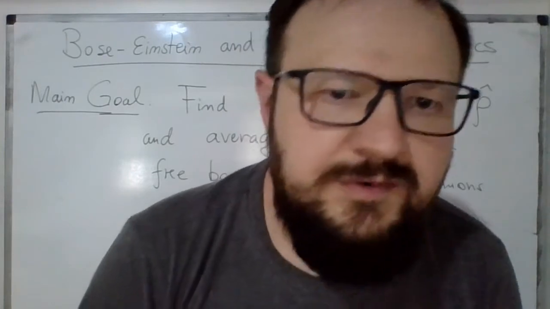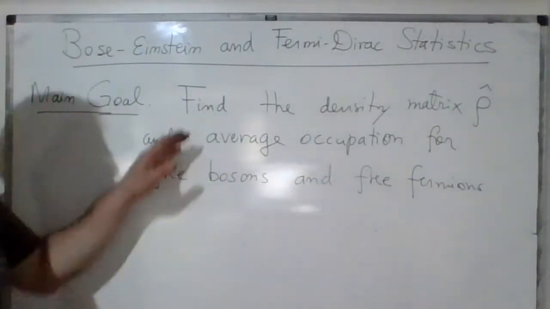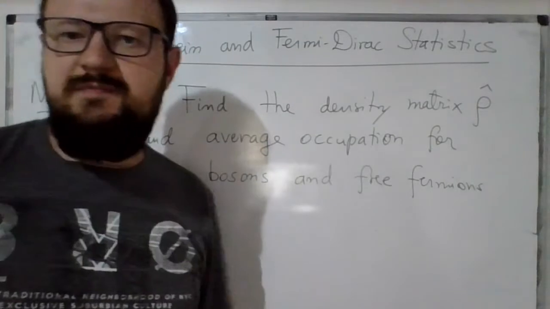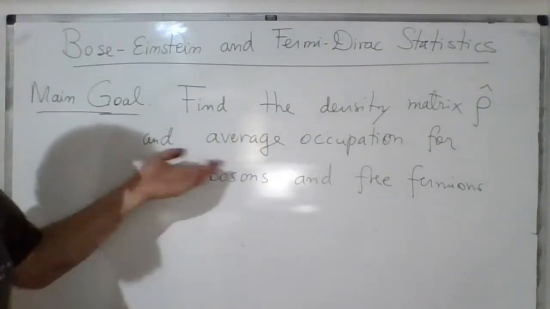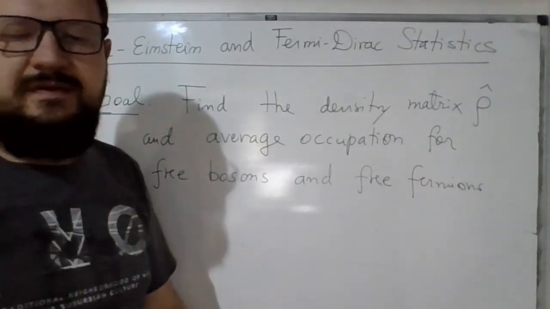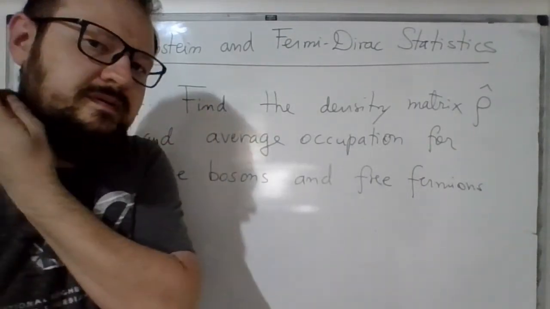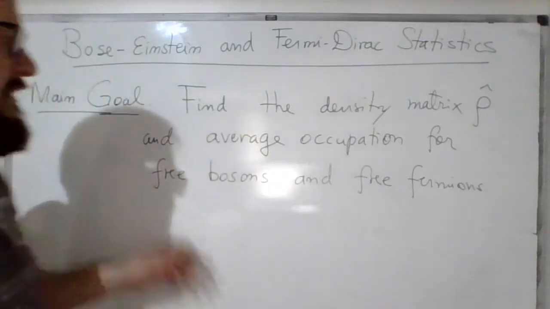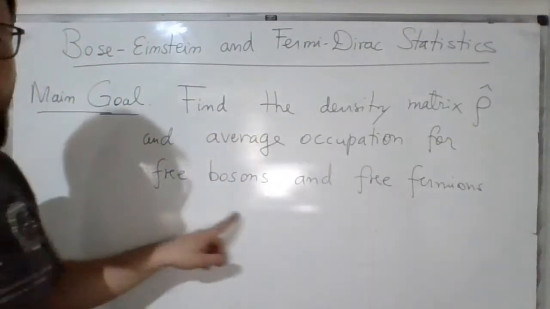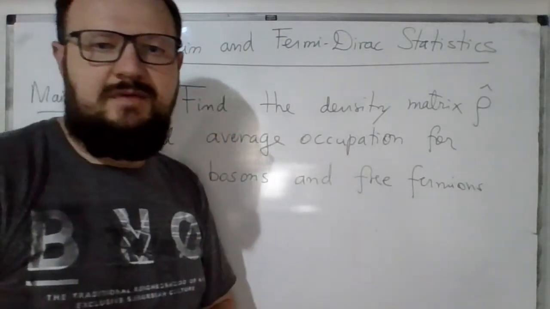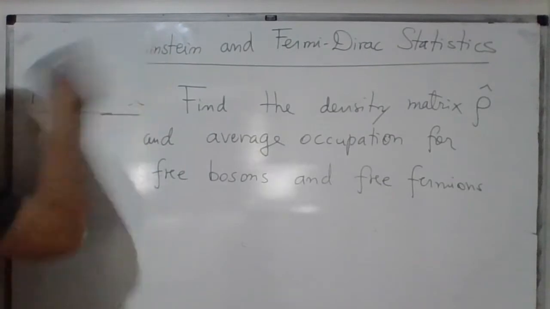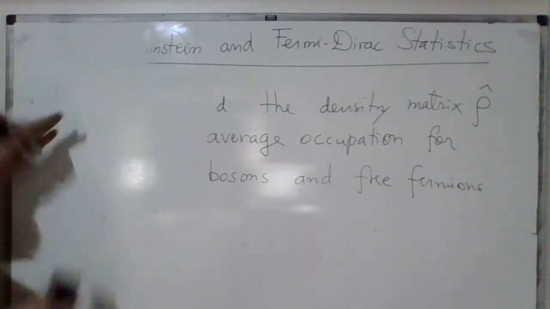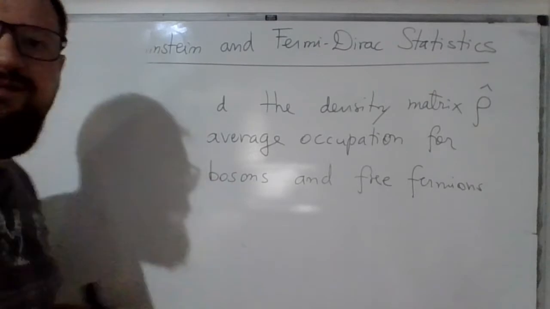In the present lecture, our main goal is to find the density matrix, the Neumann matrix, and the average for the occupation numbers, or for the number operator, in the case of free bosons and free fermions. Okay, so first let us discuss some general aspects. We will derive the Bose-Einstein and the Fermi-Dirac statistics.